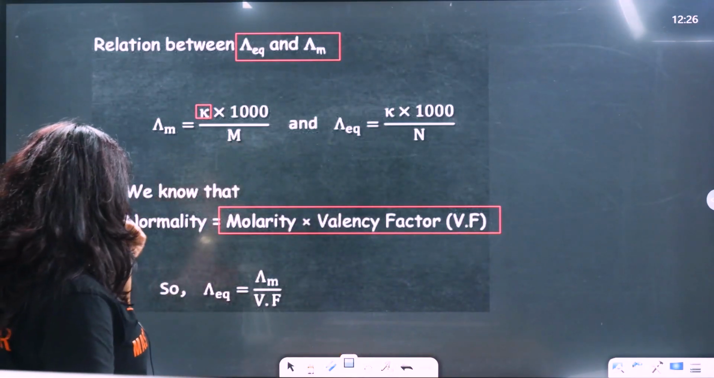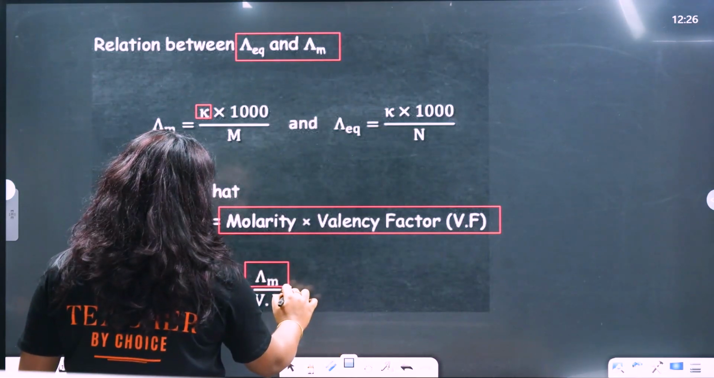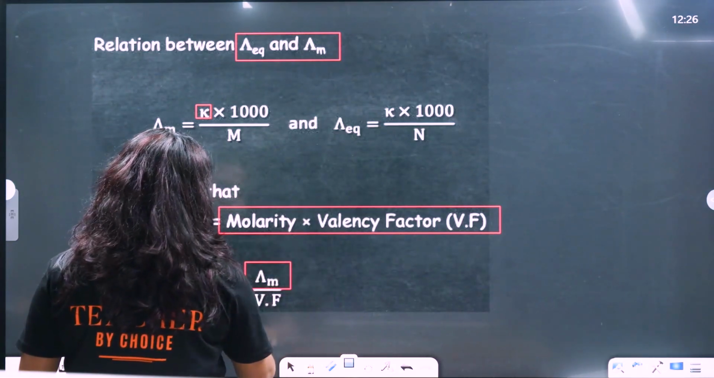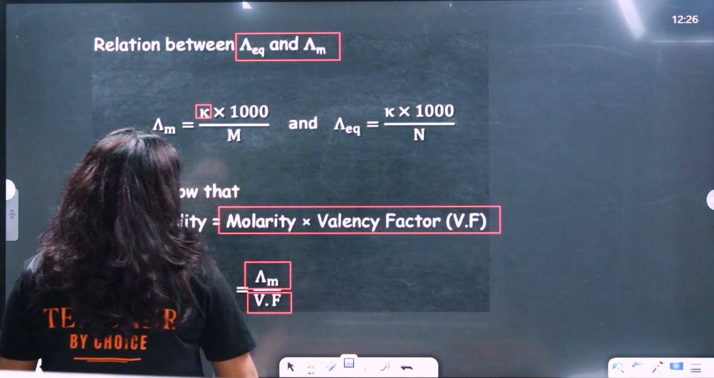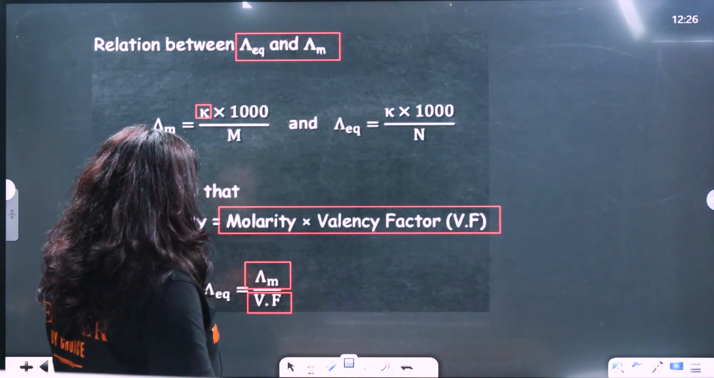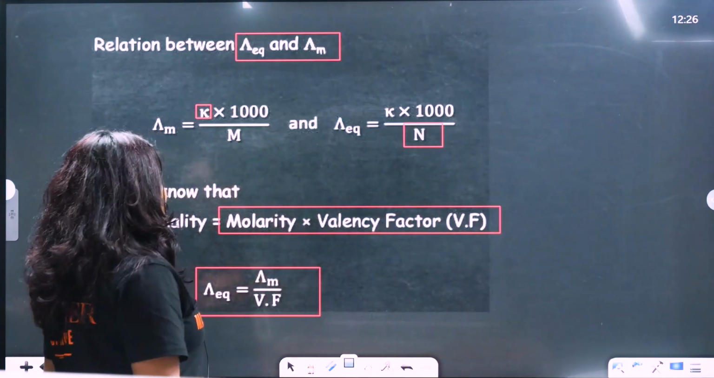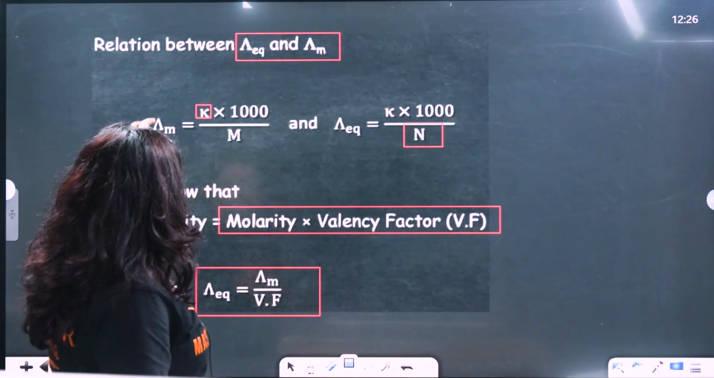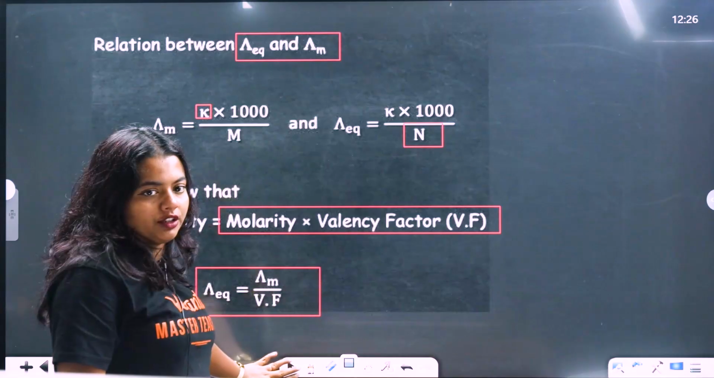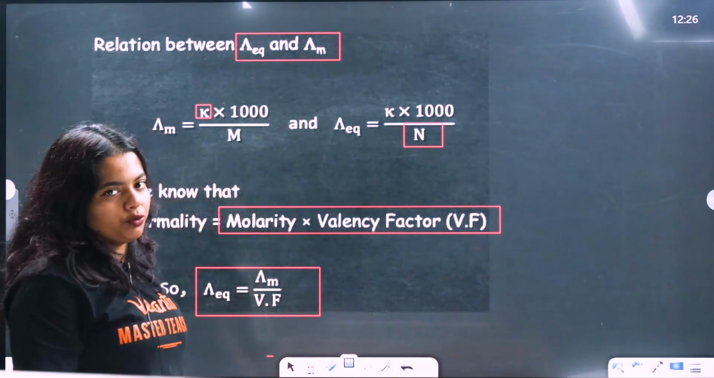So equivalent conductance is equal to molar conductance into valence factor. We will be equating these, and this is the equation here. This will be equal to molarity into valence factor. So when we equate, it becomes divided by valence factor. I'm not giving the entire equation, only whichever is required for you.